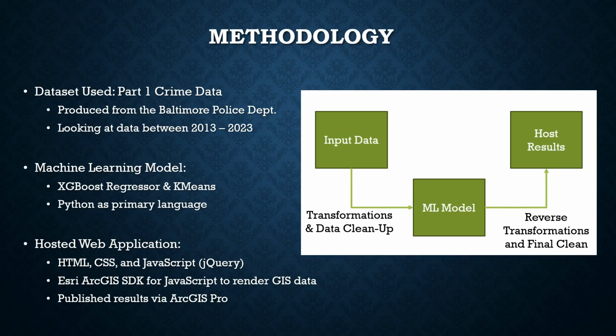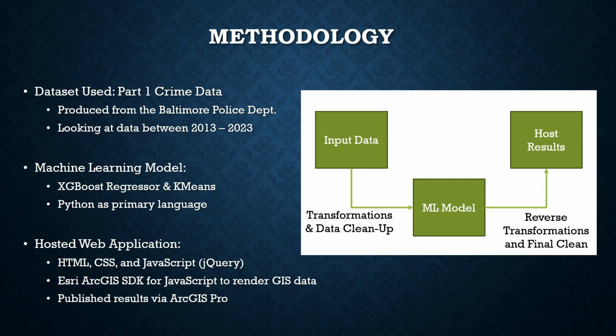The methodology to produce these predictions is as such. To start, an input data set will be needed. The Part 1 crime data set produced by the Baltimore Police Department will be used, and in particular, we'll be looking at the years 2013 to 2023 for our input data. Before the data could be utilized for the machine learning model, some transformations and data cleanup will have to occur to ensure that the input values are adequate for the model.